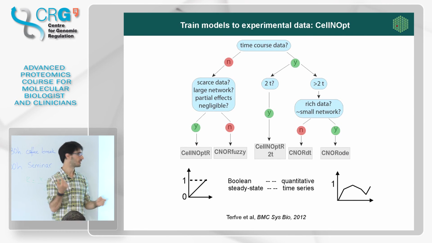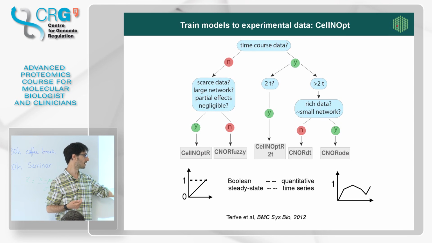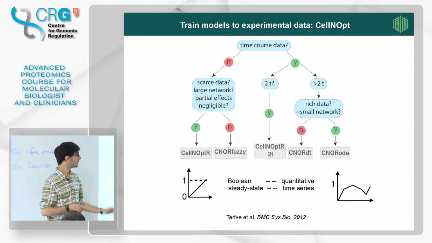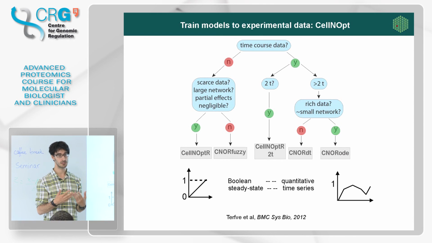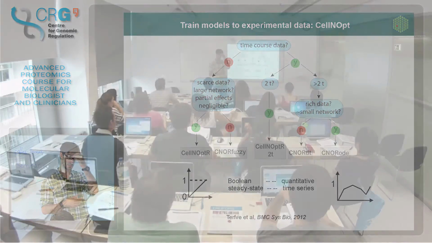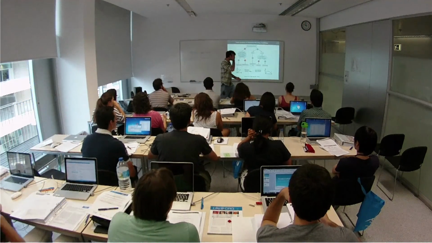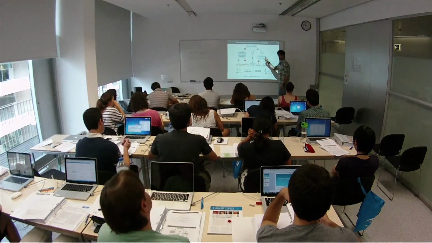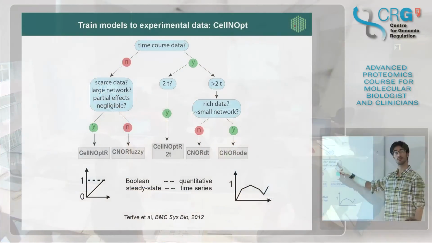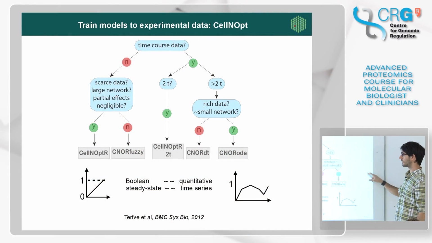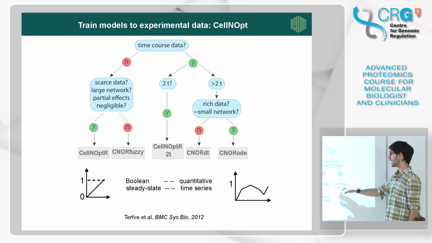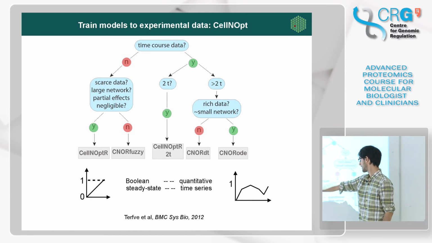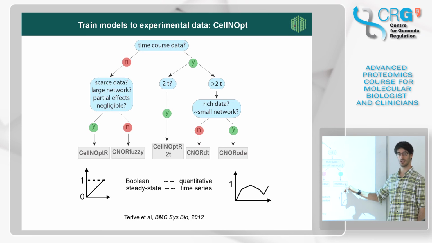If on the contrary you want to use an approach that is able to model intermediate values, then you might use CellNOpt-R in the fuzzy logic version. If you want to simulate 2 time points, you might use CellNOpt-R 2 time points, which is just an extension of this mathematical approach to be able to use 2 time points instead of just 1. If your data is very rich, so if you have a lot of measurements, then you're able to look at dynamics. When you do that, you can use 2 different approaches. One is CellNOpt-R dt, for discrete time point, which is just an extension of this again, and the other is CellNOpt-R, which is based on ordinary differential equations.